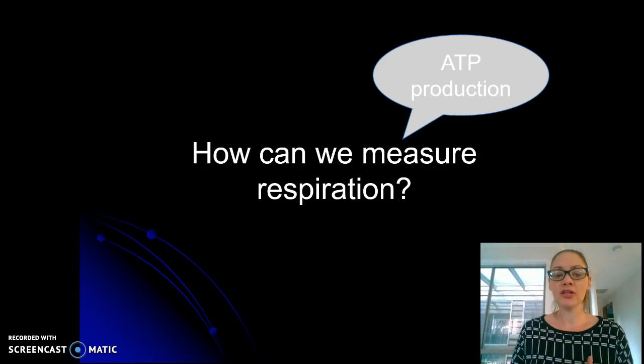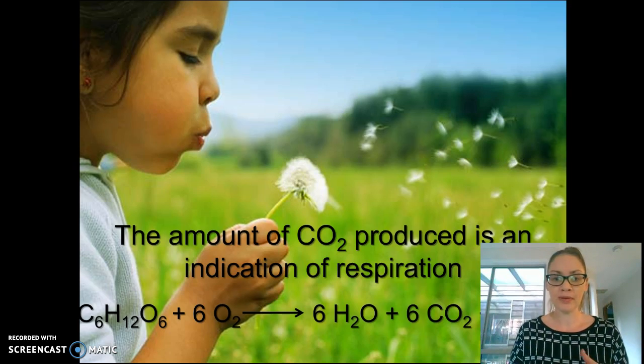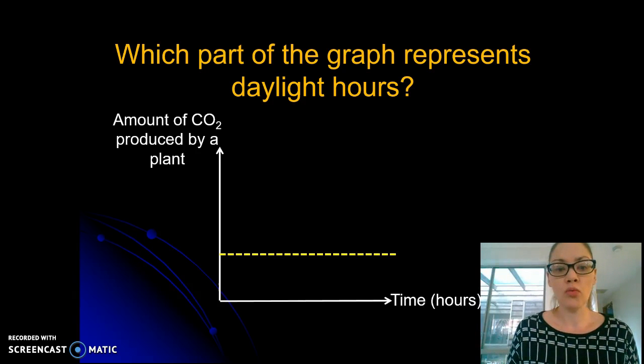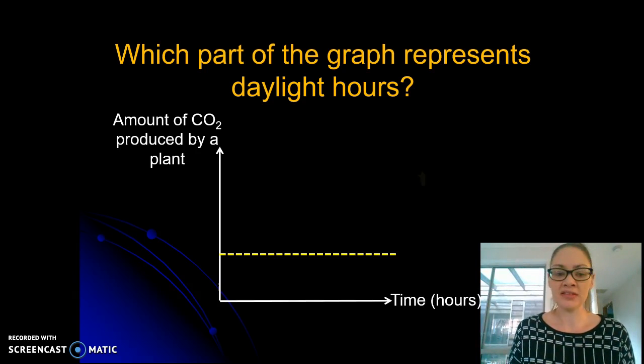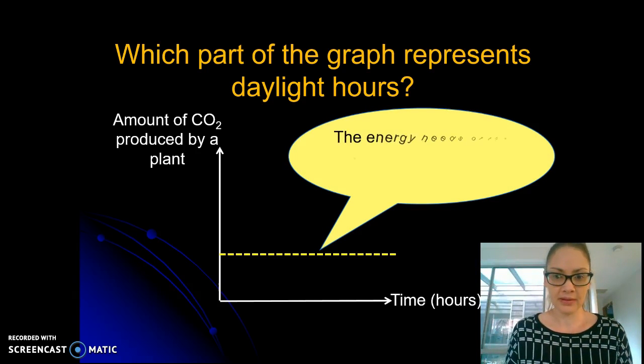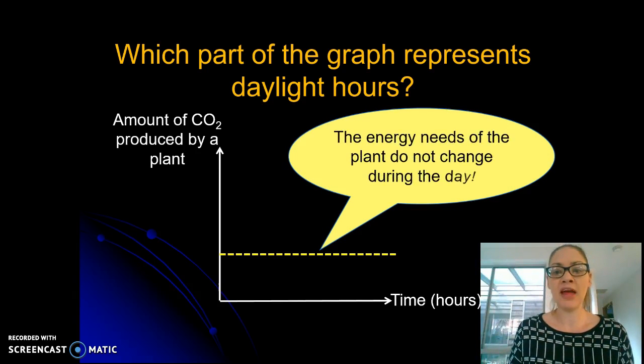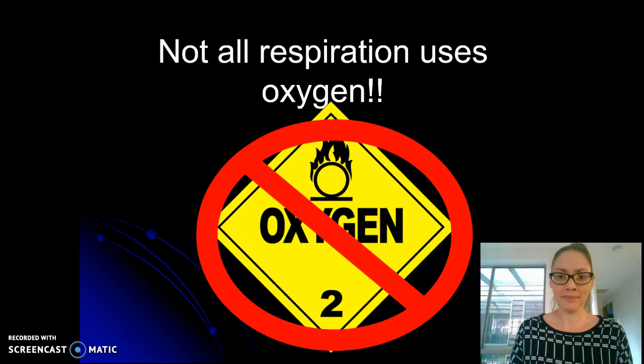So how can we actually measure the rate of respiration? If we're measuring respiration, we're measuring ATP production. So the amount of carbon dioxide produced is an indication of respiration. When we are breathing out carbon dioxide as a byproduct, we can measure that and work out how much we are respiring. So which part of the graph would represent the daylight hours? The energy needs of the plant do not change during the day.